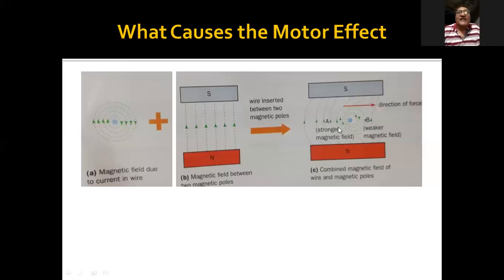Due to this, the conductor moves from an area where the magnetic field is strong towards an area where the magnetic field is weak. That's why we say that the conductor moves. So the conductor experiences a force due to the difference of the magnetic field strengths on the left side and on the right side. A force is experienced by the conductor. I hope that you have understood.